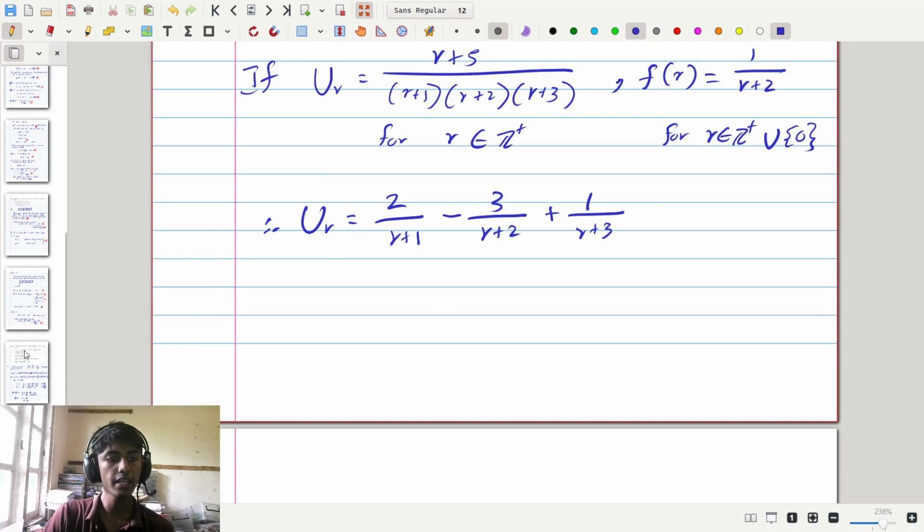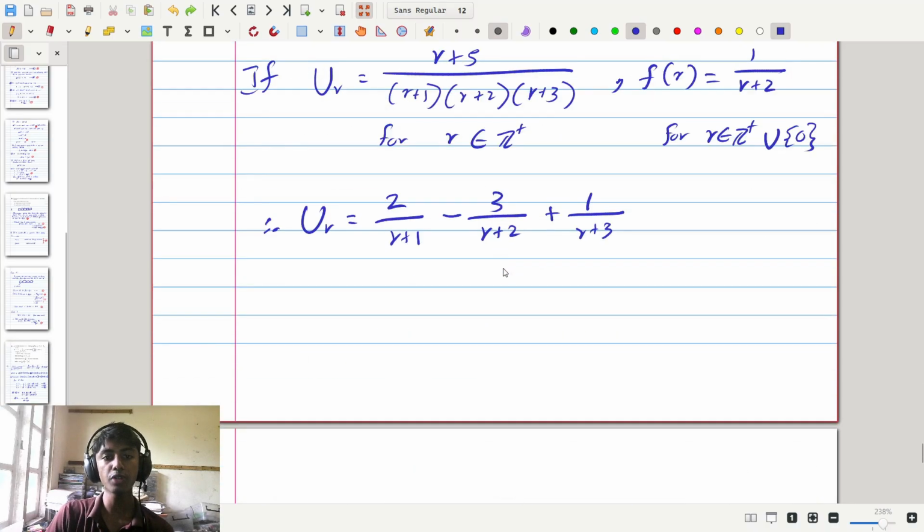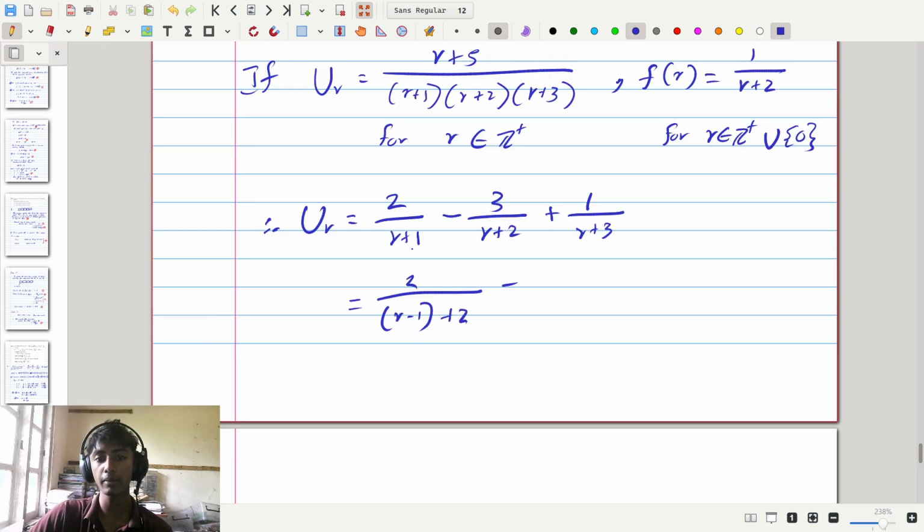Now from this, in order to get the expression that we want, we need to convert each of these three partial fractions into the form that contains a 1 over r plus 2. So here what I'm going to do is take the first term, which is divided by r plus 1, and rearrange it into 2 divided by r minus 1 plus 2. So now we have something plus 2. Similarly, for the next term I'm going to leave it as is, 3 divided by r plus 2. But for the last term, I'm going to write it as plus 1 divided by r plus 1 plus 2.